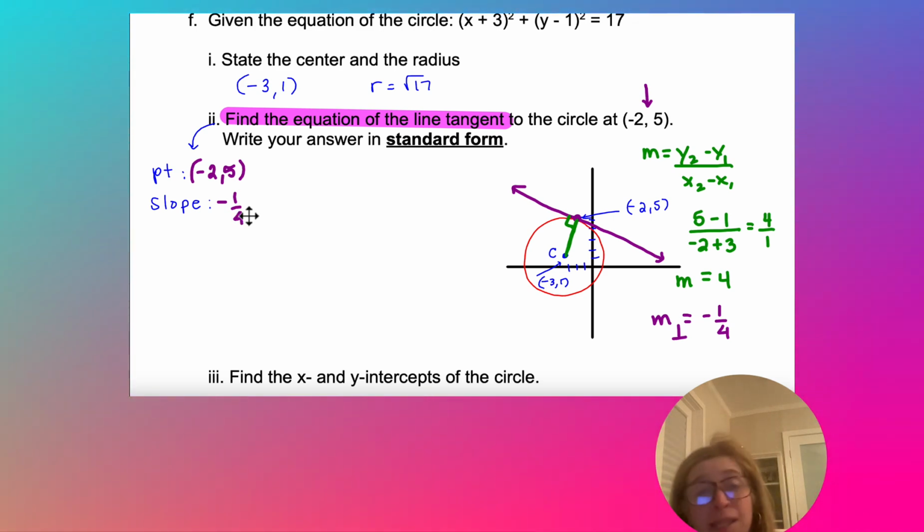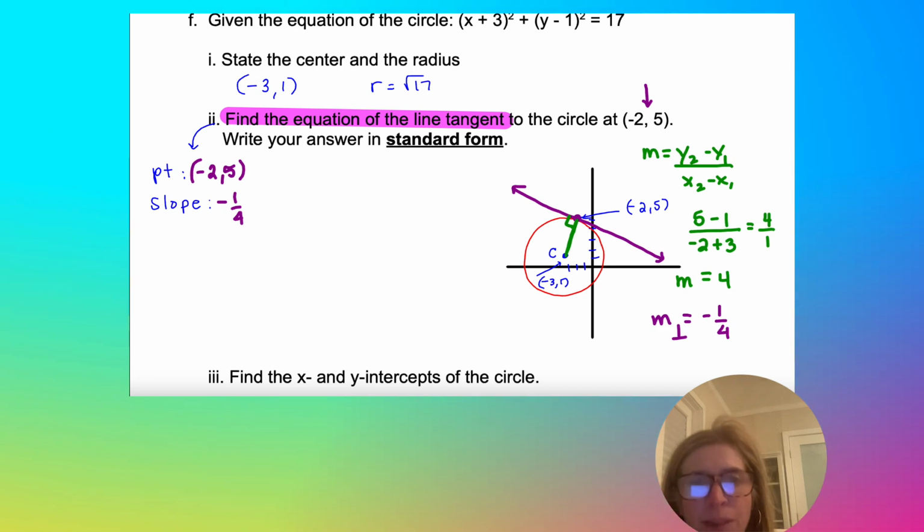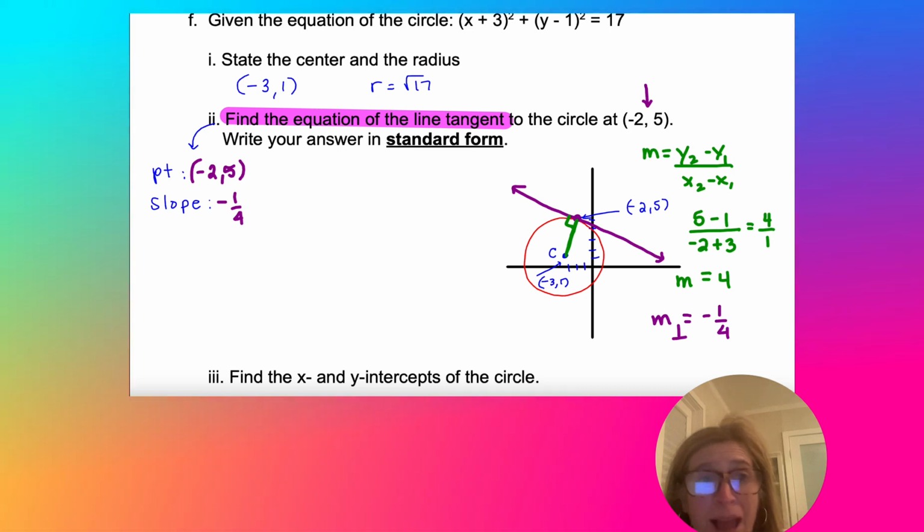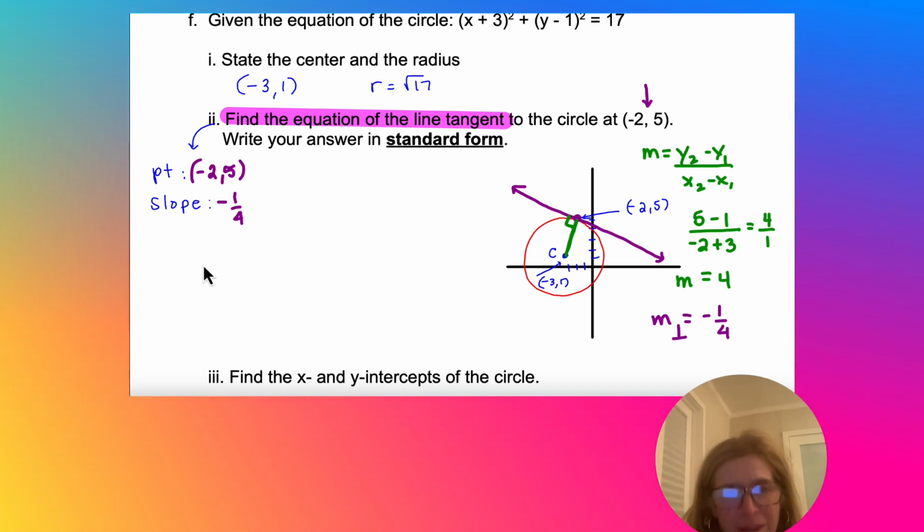Now, the question does say put it in standard form, and I always think that's tricky for kids. You really can't write an equation in standard form. I guess you could, but it would just take you a long time. The forms that you write in are either in slope-intercept form or point-slope form. So honestly, I like to use point-slope form. I have a point, I have a slope, use point-slope. So I'm going to plug that right in.